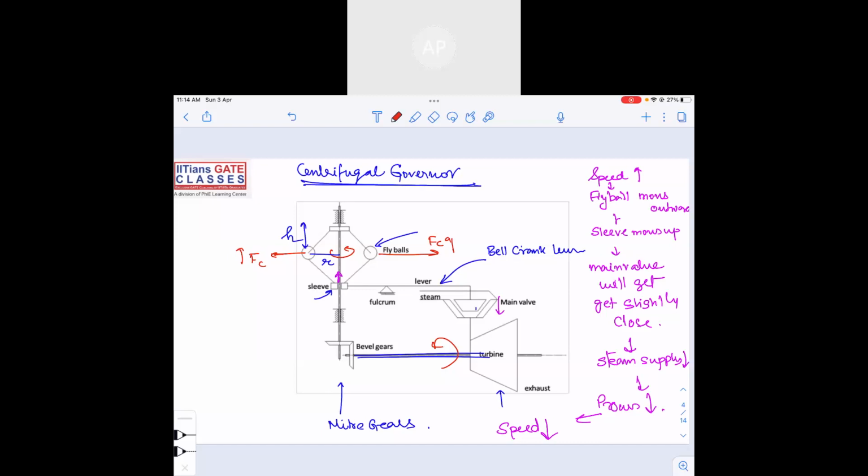How? The fly balls will move outwards because the speed increases. The sleeve will move up. If the sleeve moves up, the main valve gets slightly closed. If the main valve gets slightly closed, what is going to happen? The steam supply will reduce. The power developed by the turbine will become less. And if the power developed by the turbine becomes less, the speed will automatically come down. So this is how the power fluctuation is controlled using a governor, right?